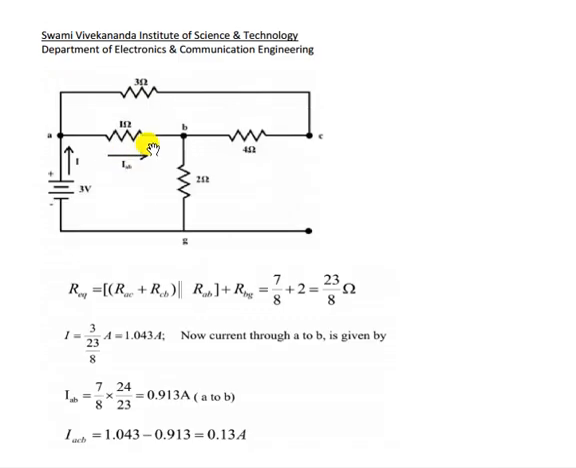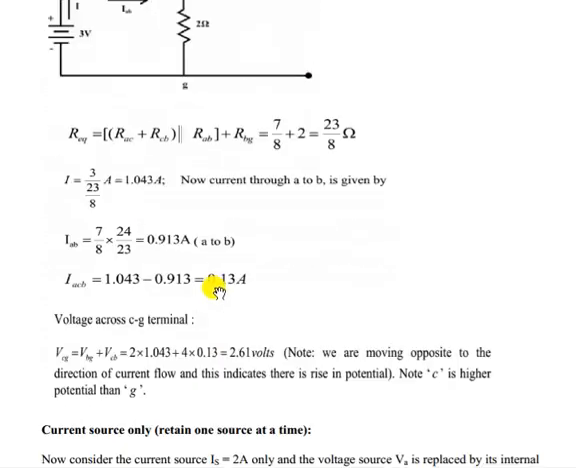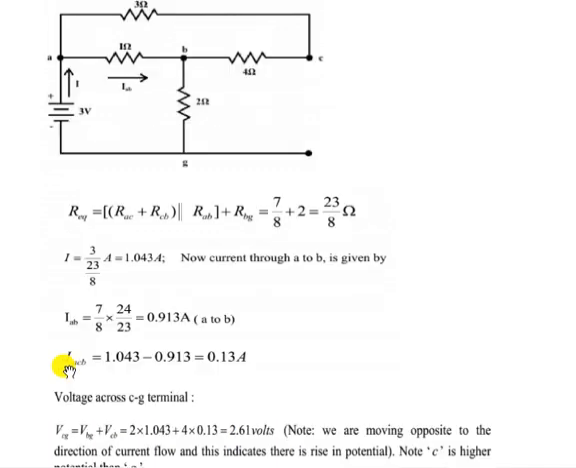If we got the value of IAB, then IACB, that means what is the current flowing through this path, that we can find out. So total current minus this IAB current. The voltage across the CG terminal, that also we can calculate. That is the voltage across this BC terminal plus the PG terminal.